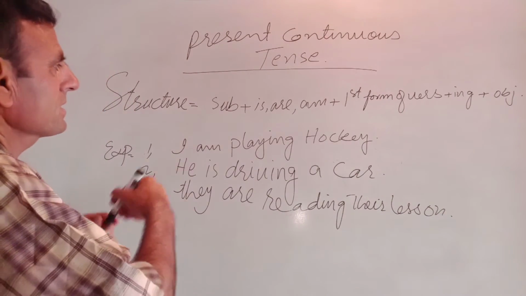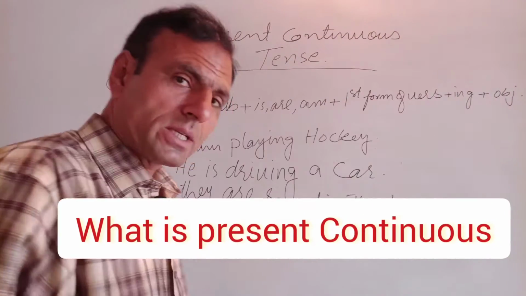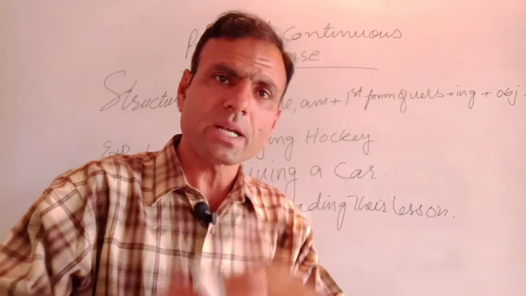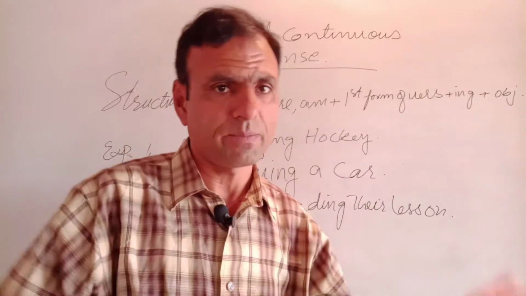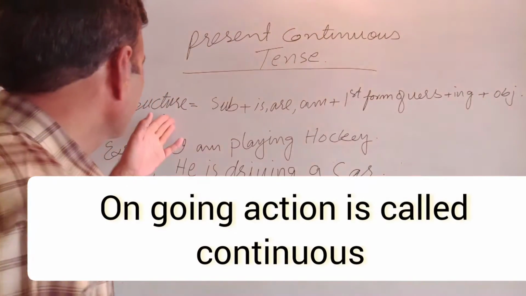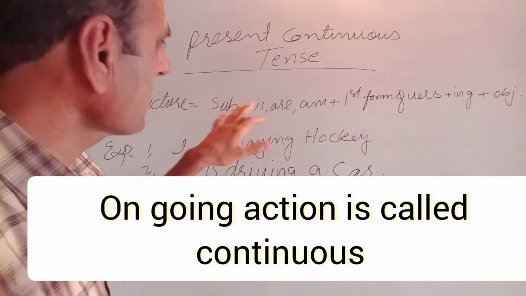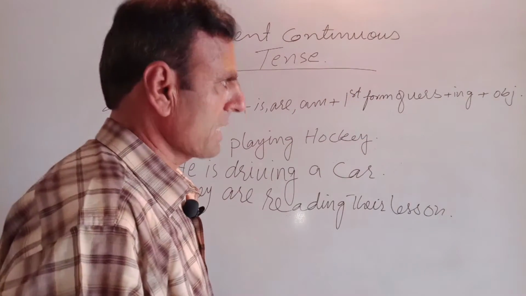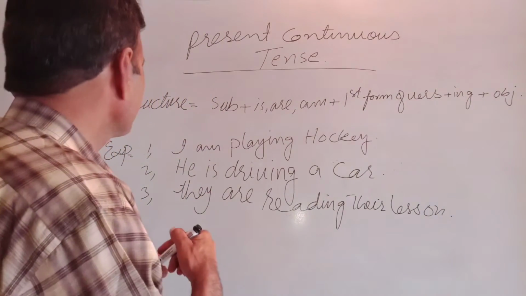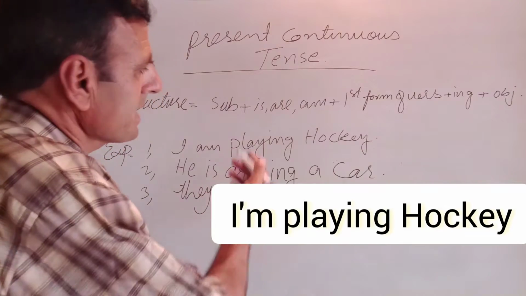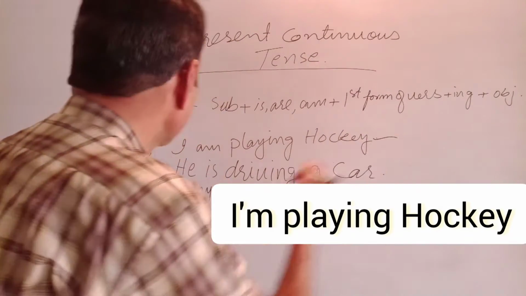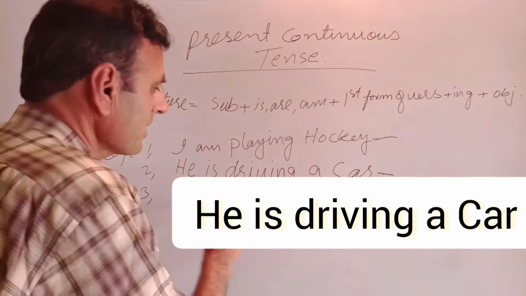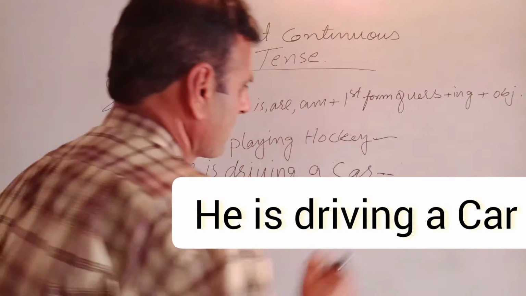Present continuous tense is, what is present continuous tense? If some action is started now and still continued, it's ongoing, so it's present continuous. Its structure is subject plus is or am plus first form of the verb plus ing plus object. Its examples are, I am playing hockey, he is driving a car, they are reading their lesson.